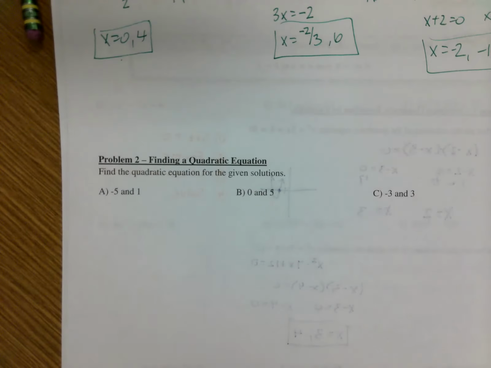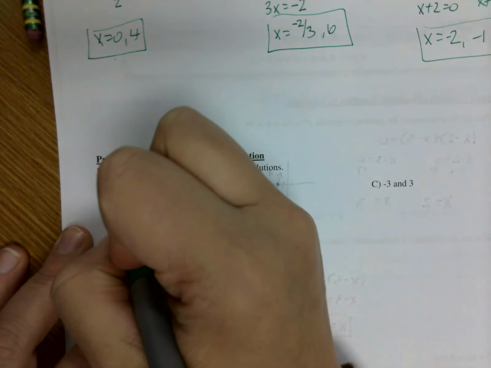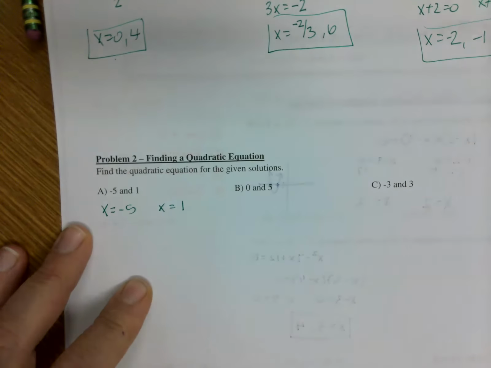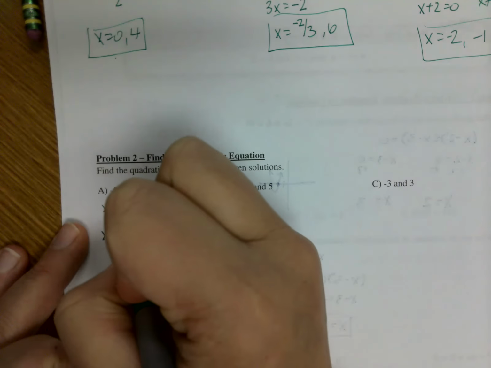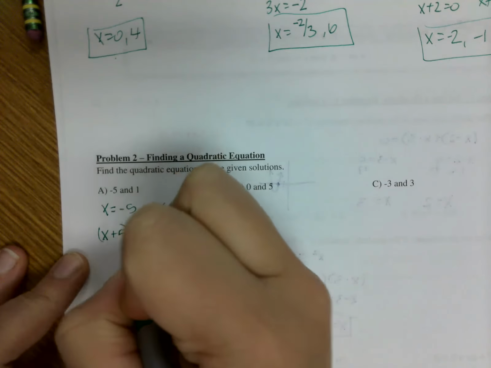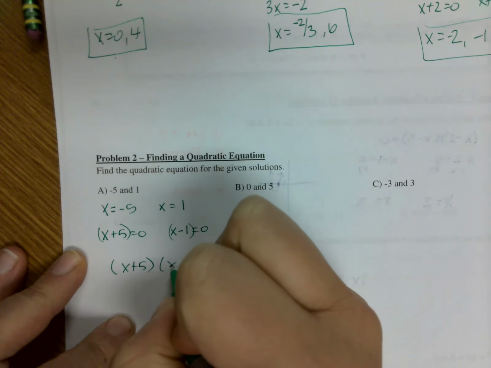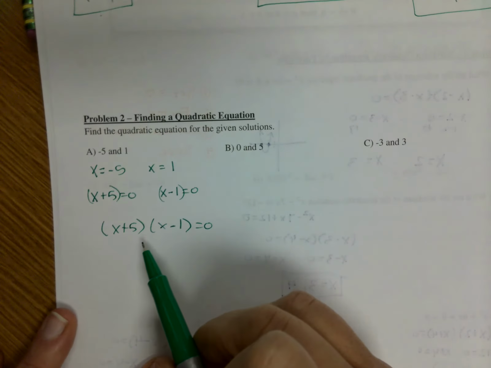Now these two are kind of going backwards. Here I give you the zeros, and I want you to come up with the equation. So if you want to start backwards from the beginning, you have x is equal to negative 5, x is equal to 1. First you want to get it so it says equal 0. So here I would add over my 5. Here I'm going to subtract over my 1. And now, again, I'm just taking my steps backwards. x plus 5, x minus 1 equals 0.